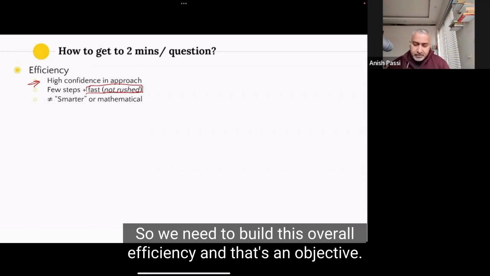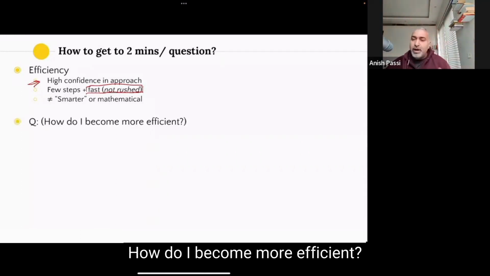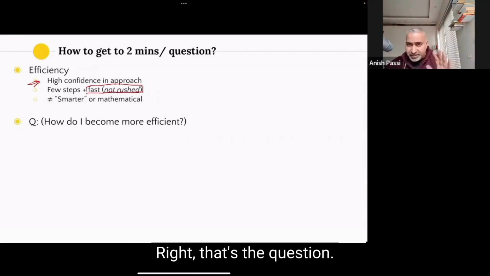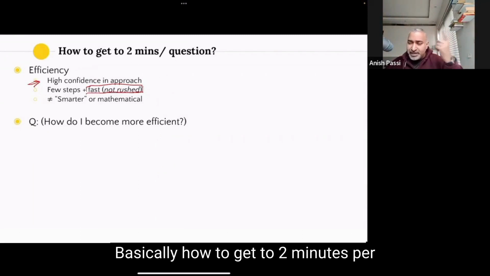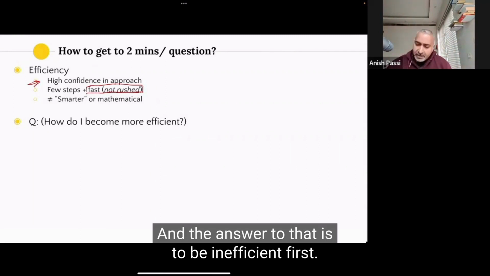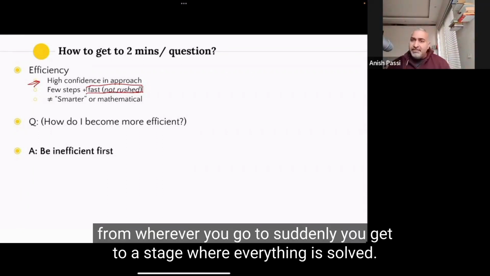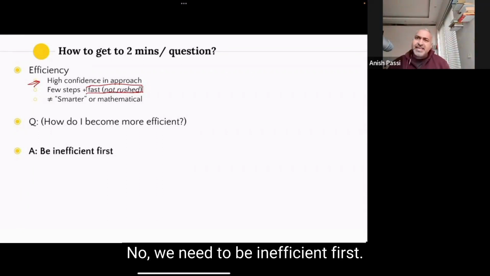And that's an objective. How do we develop this efficiency? How do we get efficient? How do I become more efficient? That's the question. Basically, how to get to 2 minutes per question. That question translates into, how do I become more efficient? And the answer to that is to be inefficient first. There is no shortcut. There is no quick fix that suddenly from wherever you are today, you get to a stage where everything is sorted. No. We need to be inefficient first.